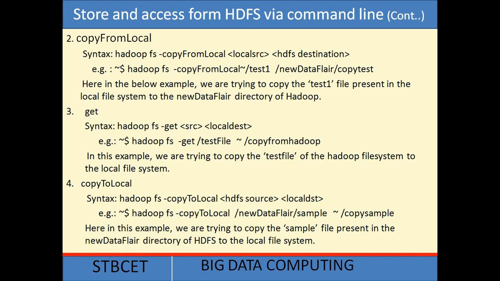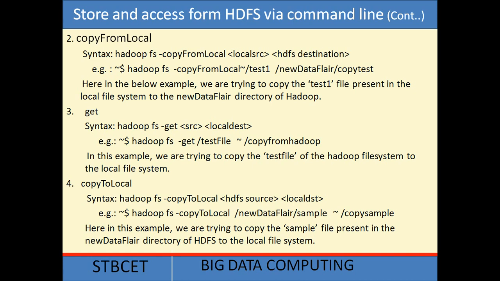Here I have written an example: if I want to copy my test1 file from the local file system to the destination, I write Hadoop fs -copyFromLocal, the path of the test1 file, and the HDFS destination, the path of that particular new data set directory having the copy test file. So whatever the content in test1 will be copied to the copy test file.